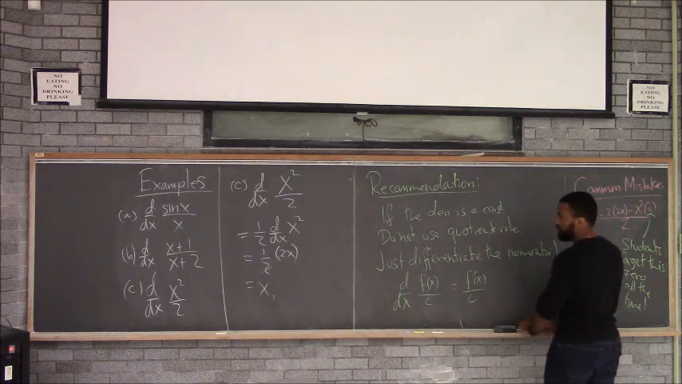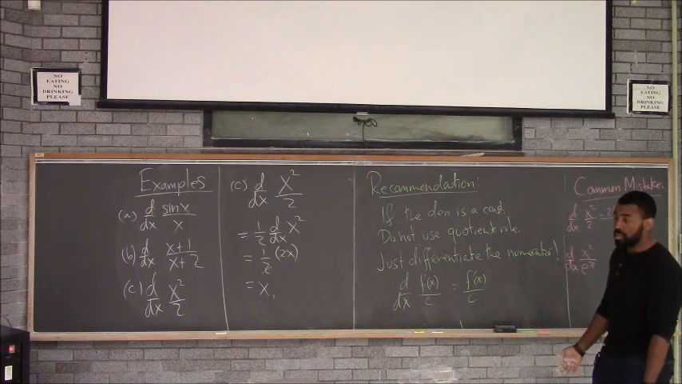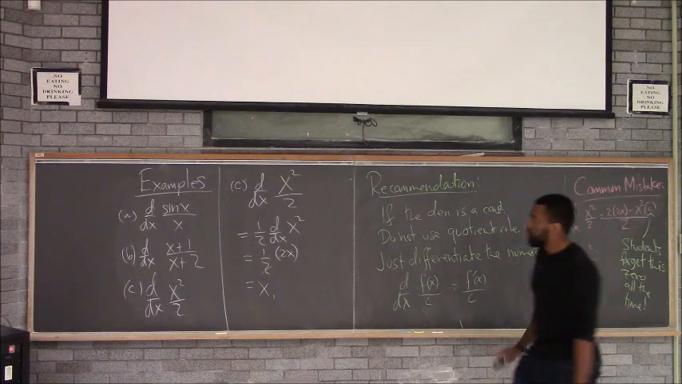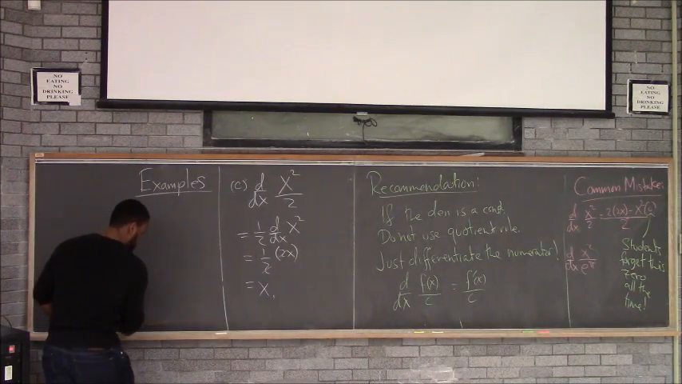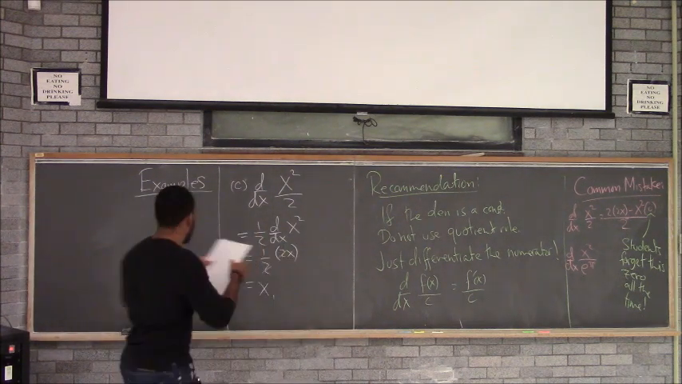So if you have a denominator as a constant, I recommend don't think quotient rule. Just leave the constant alone and differentiate the top. Let's look at the other list of examples.